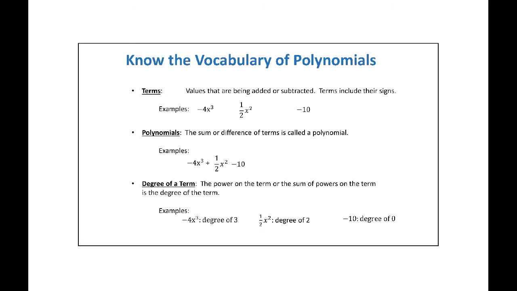So negative 4x cubed, the degree is 3. That's the exponent there. 1/2 x squared has a degree of 2. And negative 10 has a degree of 0 because there are no x's attached to it. It's not multiplied by any x term.